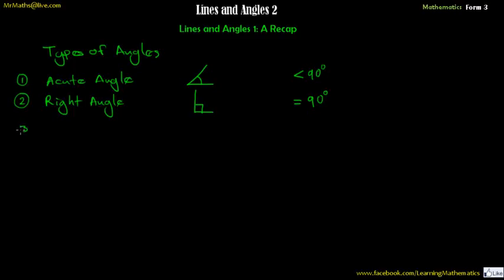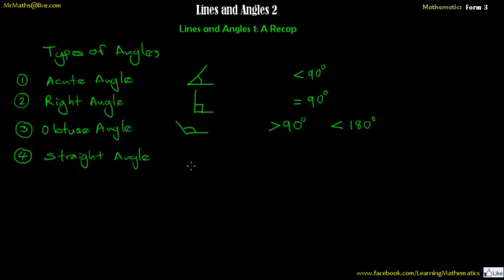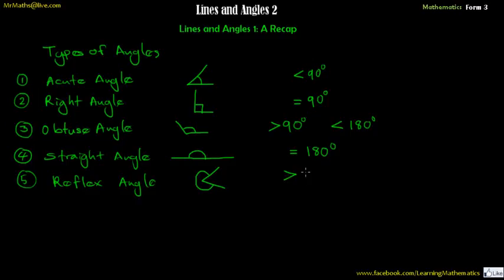Third, obtuse angle. An obtuse angle is something that is bigger than 90 degrees, but less than 180 degrees. Type number 4 is straight angle. This is just a straight line with an angle there, and the value of this angle is exactly 180 degrees. Type number 5 is reflex angle. A reflex angle is bigger than 180 degrees, but less than 360 degrees.